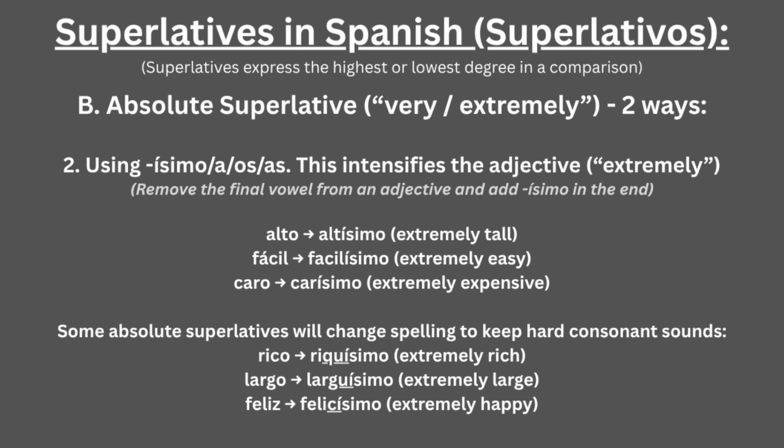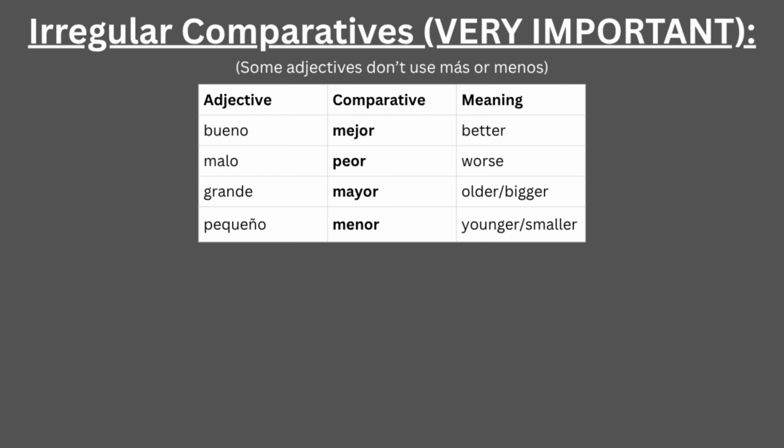After knowing how to form Spanish comparatives and superlatives, the last thing to know is that some common adjectives have irregular forms that do not use más or menos. This is similar to English, where some words completely change form to sound better, like good, better, best, bad, worse, worst. Spanish has more irregularities, but they are predictable.